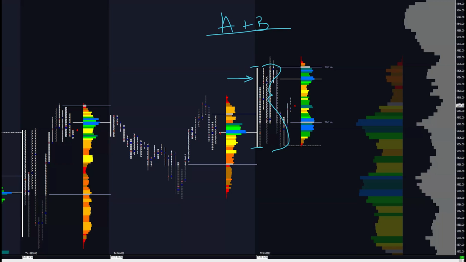So when we're looking at this, we want to ask ourselves, what are the general uses of the market profile?